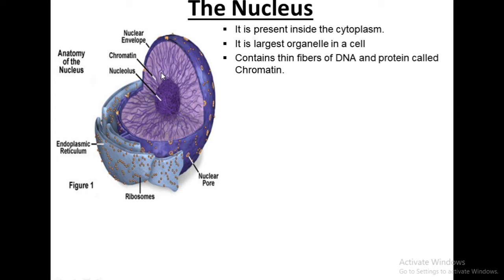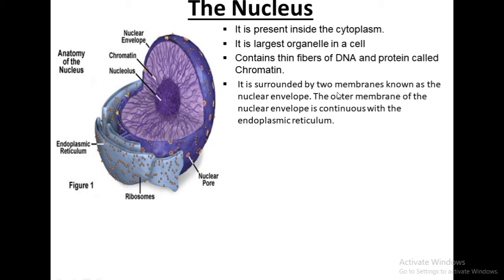The next thing is, it is surrounded by two membranes. As I told you, the nucleus is surrounded by two membranes known as nuclear envelope, and you can see this nuclear envelope right here. The outer membrane of the nuclear envelope is continuous with the endoplasmic reticulum, as I have shown you in the previous slide.